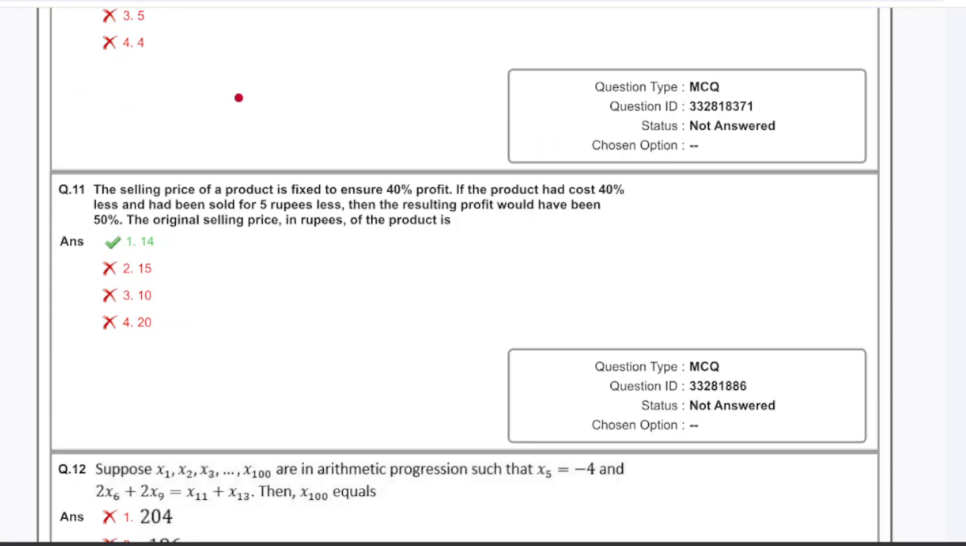It says the selling price of a product is fixed to ensure 40% profit. The product had cost 40% less and had been sold for 5 rupees less. Then the resulting profit would have been 50%. The original selling price is what you have to find out. So let's see how to go ahead with this question.